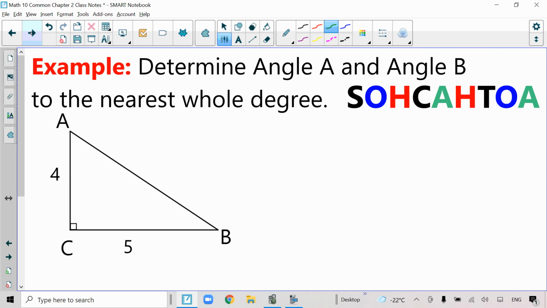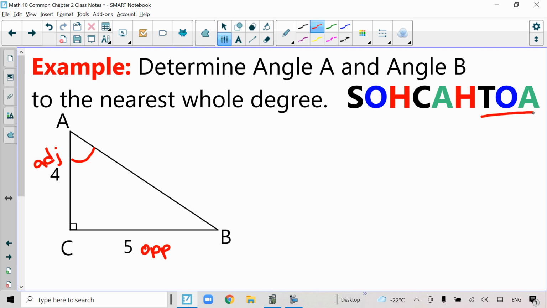So we want to determine angle A and B to the nearest whole degree. So let's start with angle A. So I want to find angle A. Looking at that triangle, I'm going to label my sides with respect to angle A. This side here is directly opposite angle A, and side 4 is right beside it. It is adjacent.